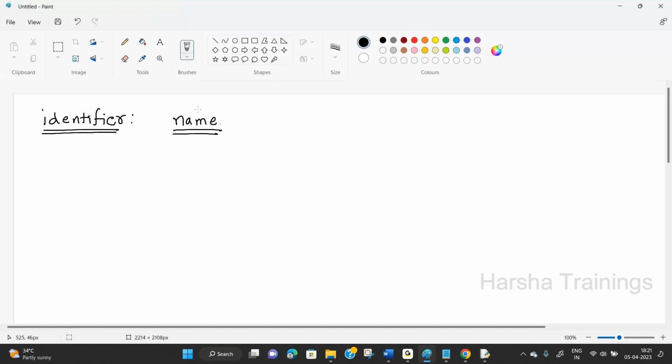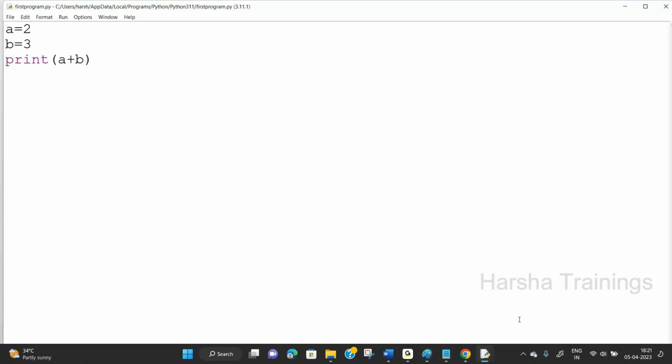In a program, suppose you are writing the program, for example, a is equal to 2. Even though you don't know anything, by seeing that one you are understanding one point: a consists of a value 2. What is a? You don't know. Assume a consists of a value 2, b consists of a value 3. Suppose a plus b means the value present in a plus the value present in b, addition is performed.